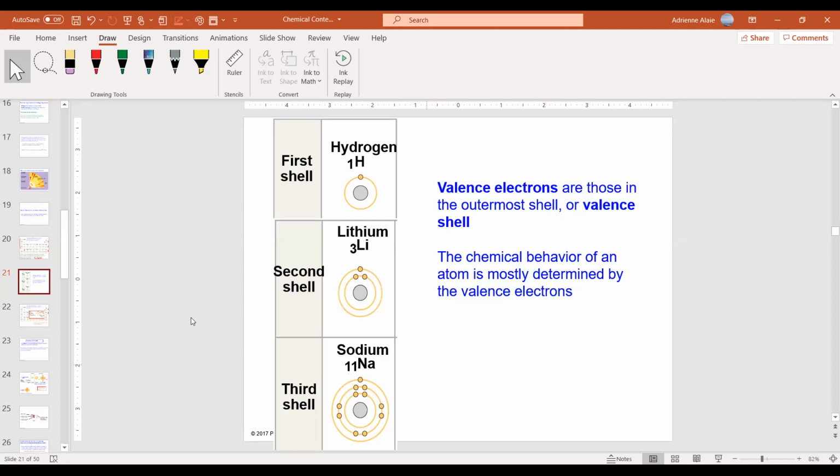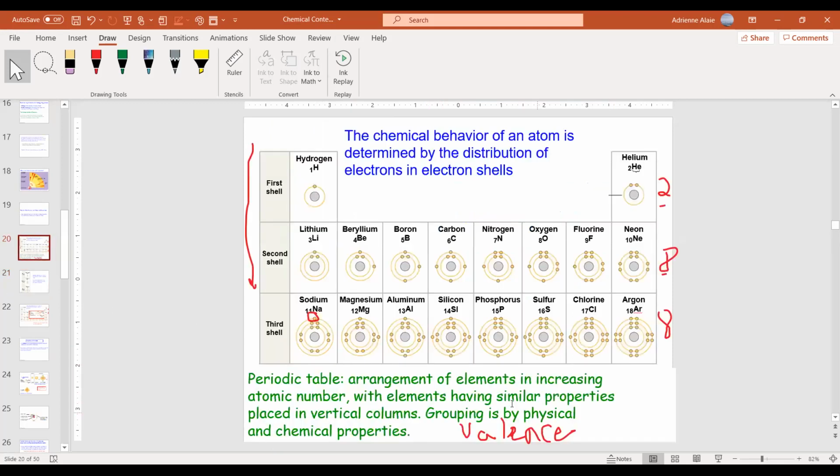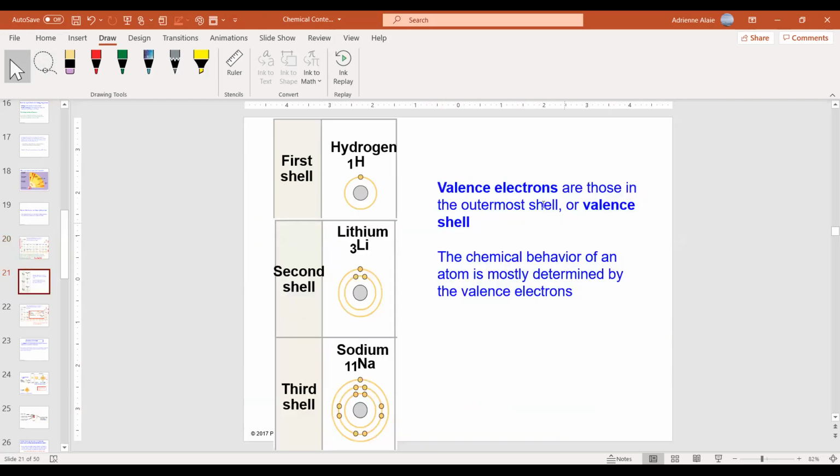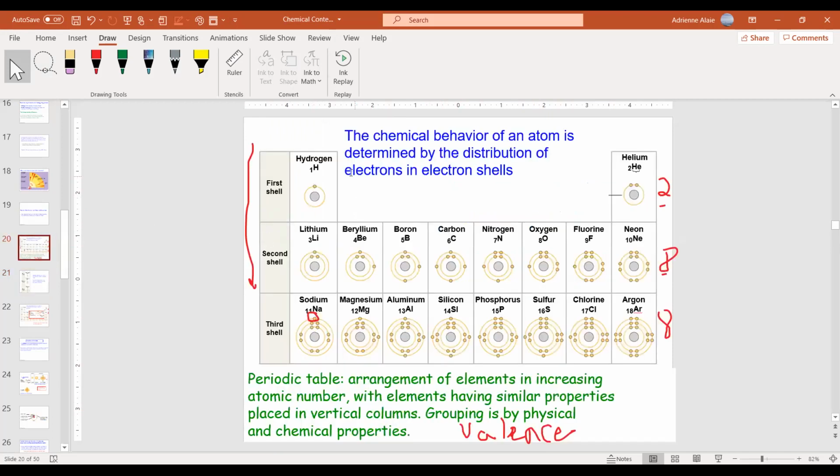I left you and we were talking about valence, which is the outermost shell. Valence electrons are those that are found in this outermost shell, the valence shell. And so I have blown up this portion of this version of the periodic table. So you can see here hydrogen, lithium, and sodium.